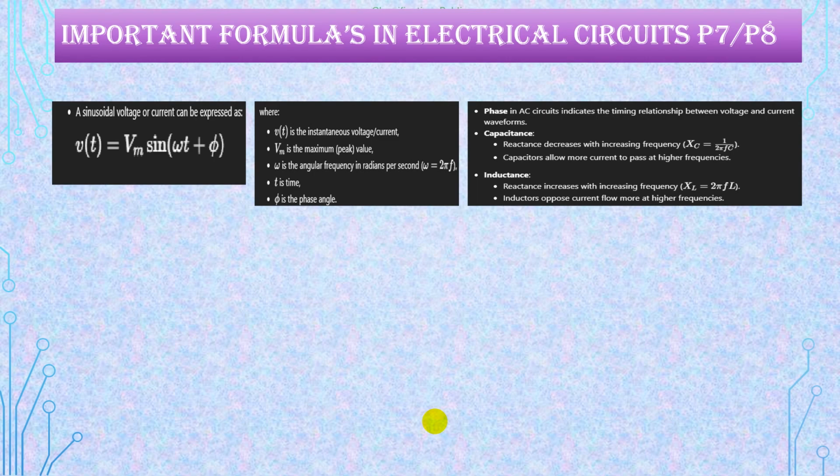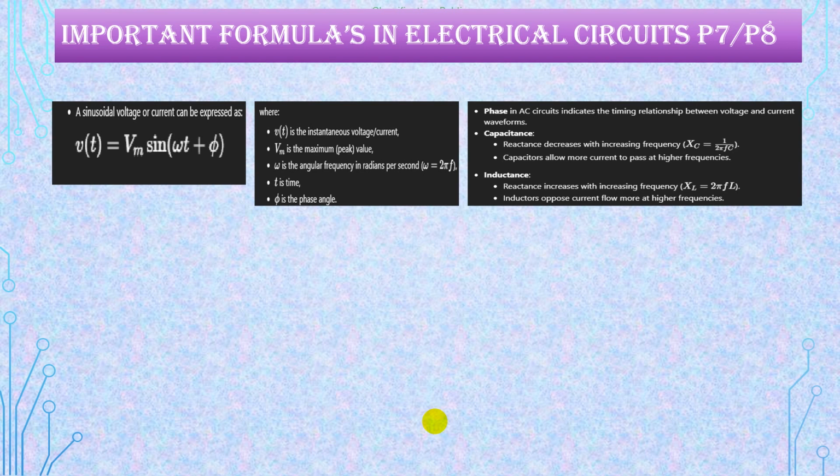Frequency is the number of cycles per second. What is a cycle? From 0 to the positive maximum, back to 0, to the negative maximum, and again to 0. Positive and negative together is one cycle. So the number of cycles in 1 second is your frequency. That is given by XL = 2 pi f L.